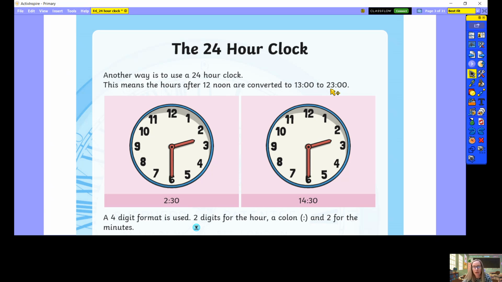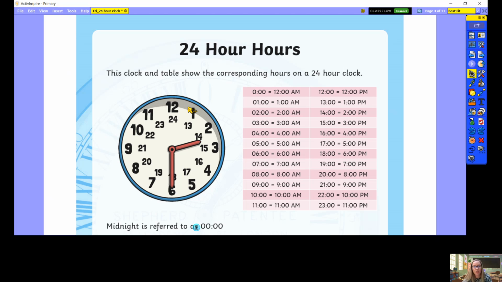And then when it goes back to 12 o'clock at night, it would be shown as 0000. So a 4-digit format is used: 2 digits for the hour and the colon, and 2 digits for the minutes. So here we can see this clock shows the hours that would be on a 24-hour clock. So you've got the hours from 1 through to 12, and then it goes from 13 all the way through to 24.